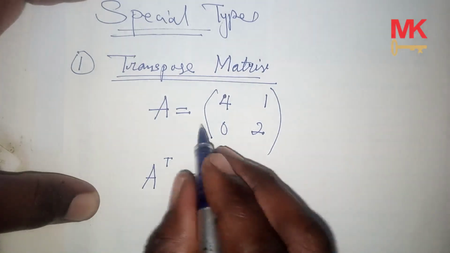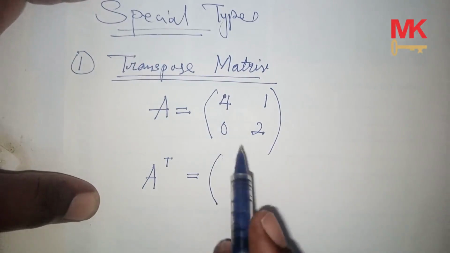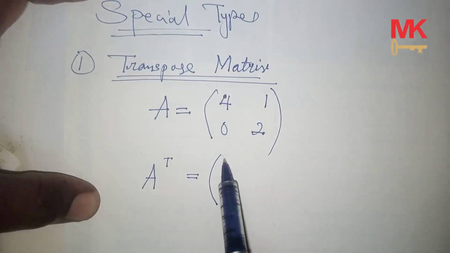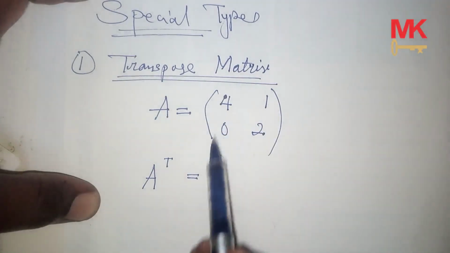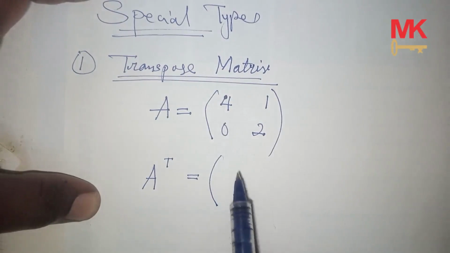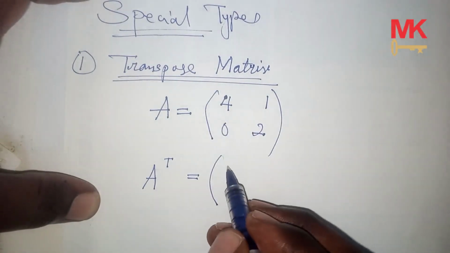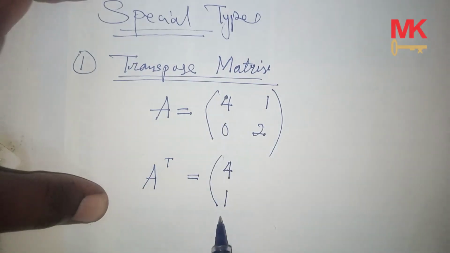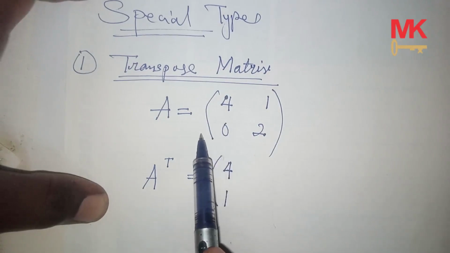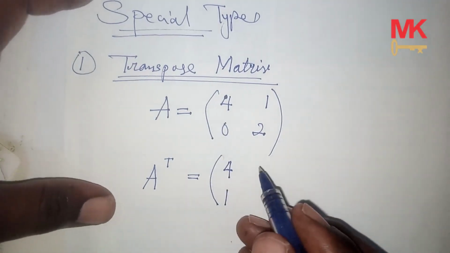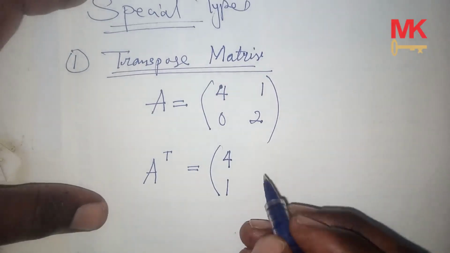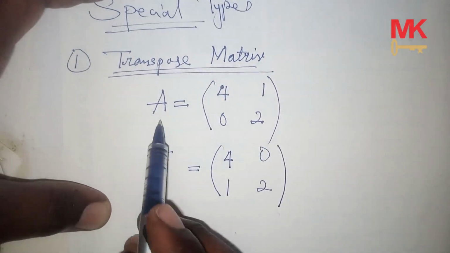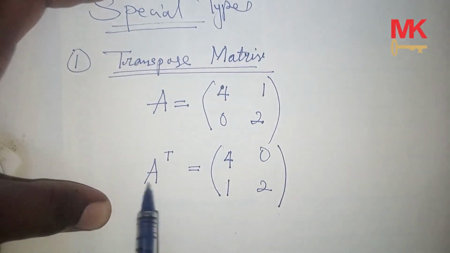And how do we get the transpose of a matrix? It's very simple. All you need to do is make the rows become the columns. The first row here becomes the column in the new matrix. The row here is 4, 1, so we make it the column: 4, 1. The next row becomes the next column, so here we're going to have 0, 2. So we have already transposed the matrix A to the matrix A transpose.